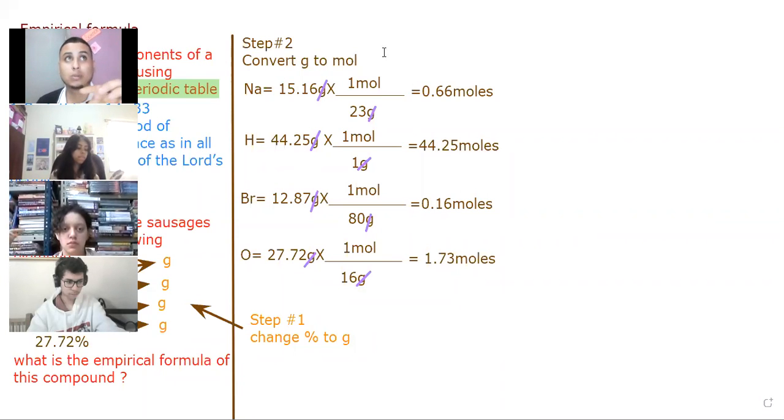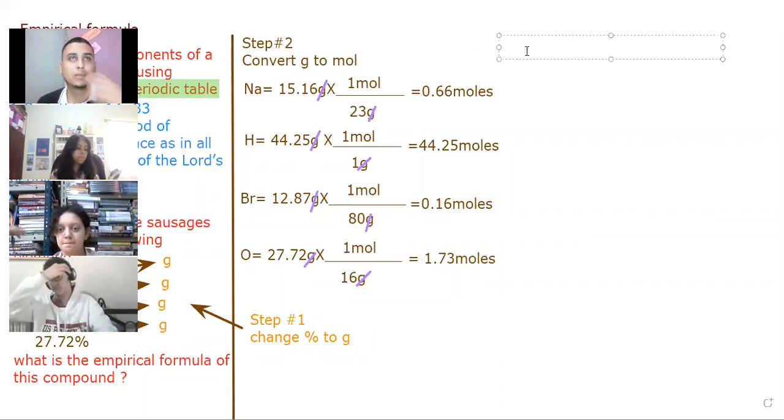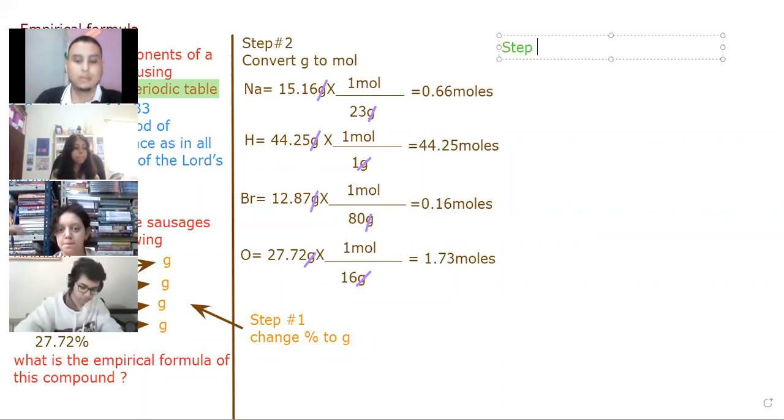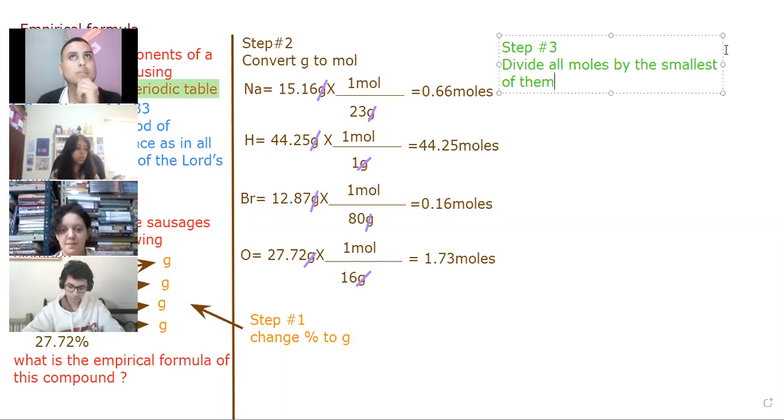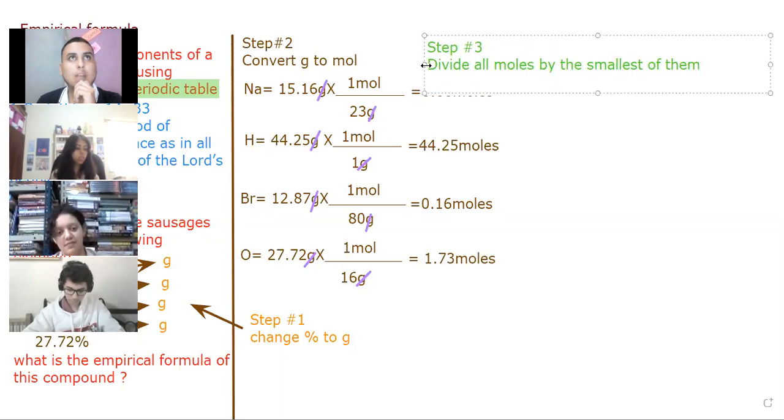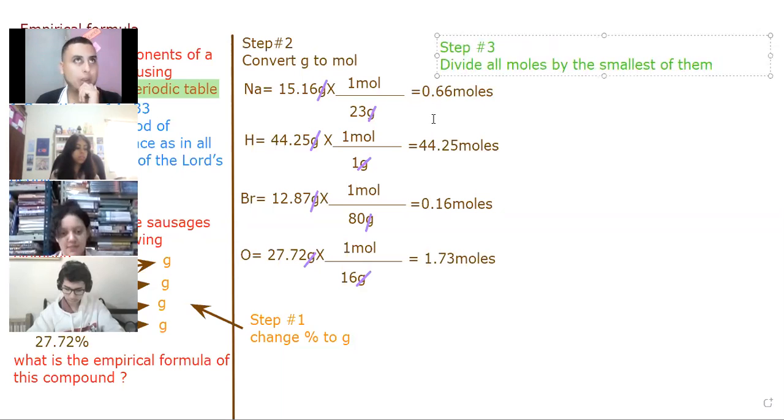In the step number 3, and listen, be careful because the step number 3 is inside the number 2. I want to use green for the step number 3. Step number 3 is divide all moles by the smallest of them. I repeat, the step number 3, you need to divide all the moles by the smallest of them.